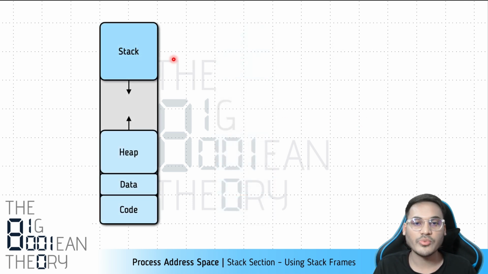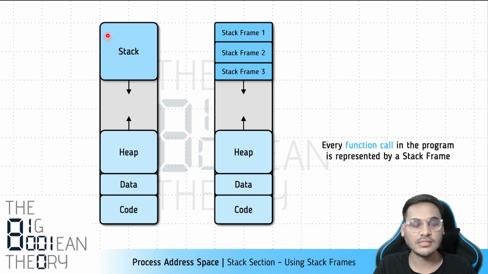So basically this is the process address space and this is the stack section. Now every function call in the program is represented by a stack frame. We have talked about this in the previous video also. The code that you write, or the program that you have, is a collection of functions, and whenever the execution is happening, it is happening inside some function body. So during the execution of the program, there is a chain of function calls, and every function call is represented by a stack frame.